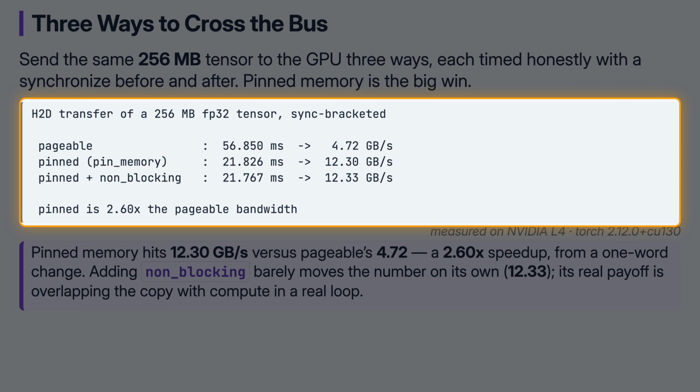Read the 3 numbers. We sent the same 256 megabyte tensor 3 ways. Pageable got 4.72 gigabytes per second. Pinned jumped to 12.30. Pinned plus non-blocking was 12.33, essentially the same as pinned alone.